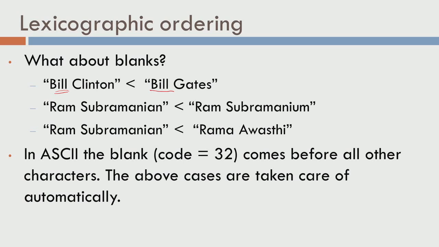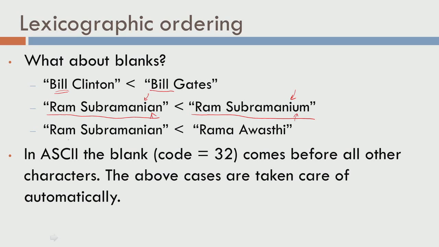I am not making any comment over their personalities. So, in terms of a string, Bill Clinton is less than Bill Gates. Then let us say we have this example, Ram Subramanian and Ram Subramaniam. Here up till I, the characters are the same, whereas when we look at this character A and this U, A is less than U, therefore, the string Ram Subramanian is less than the string Ram Subramaniam.